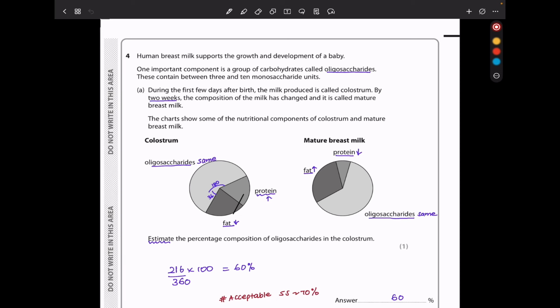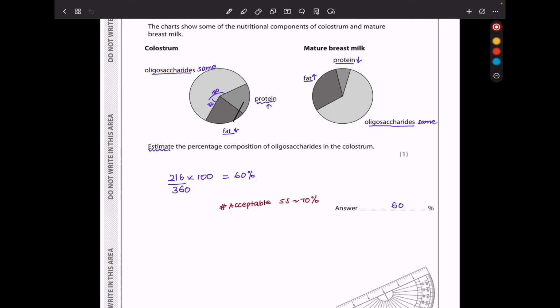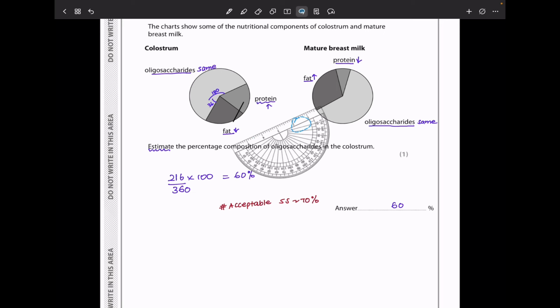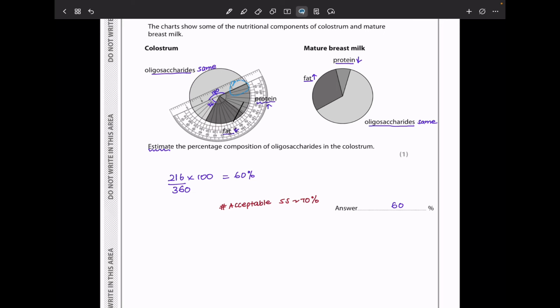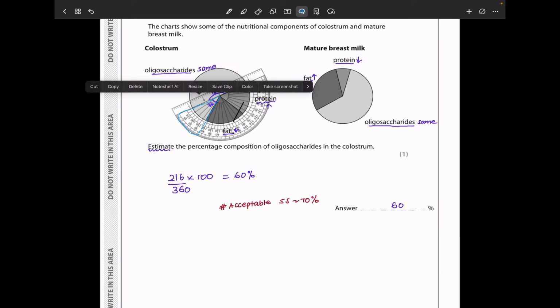The chart shows some of the nutritional components of colostrum and mature breast milk. So we can see the components. They say estimate the percentage composition of oligosaccharides in the colostrum. Now this question is talking about only estimations, but I was able to get this protractor here. And we can see if we measure the angle, this is about 36 degrees. If you can see this angle here, around here like that, it's about 36 degrees.